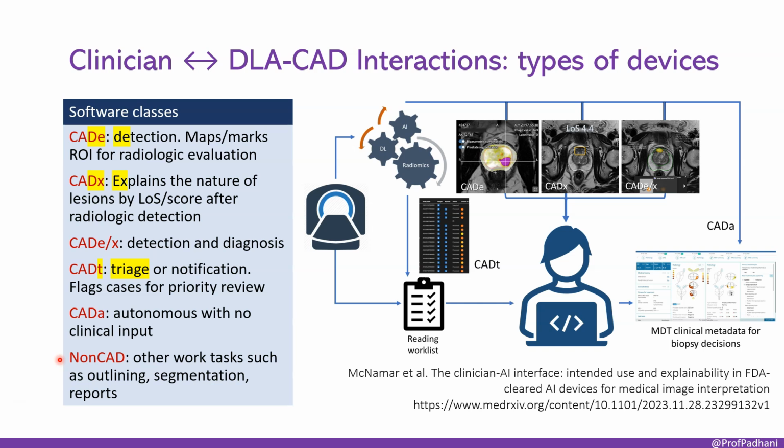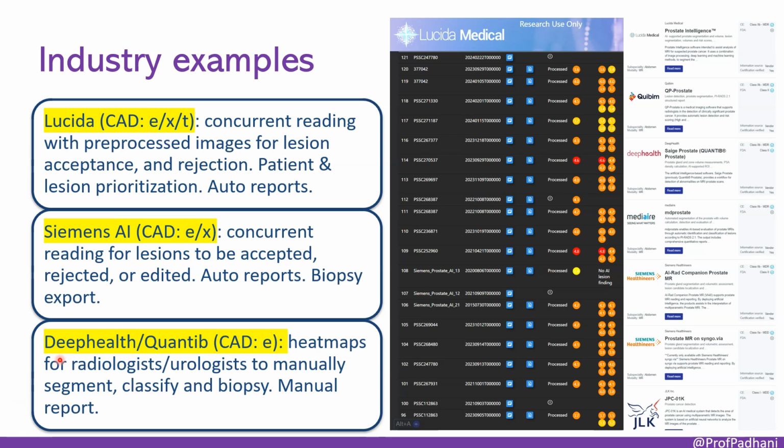And how the device is classified really impacts how it fits into the workflow, right? Absolutely. Whether it's just highlighting or suggesting a score or prioritizing cases dictates how you interact with it. Okay. And slide 20 gave some industry examples based on these types. Lucida was listed as CADeX, Siemens AI as CADeX, and Deep Health Quantib as CADe. What does that tell us about interacting with those specific tools?